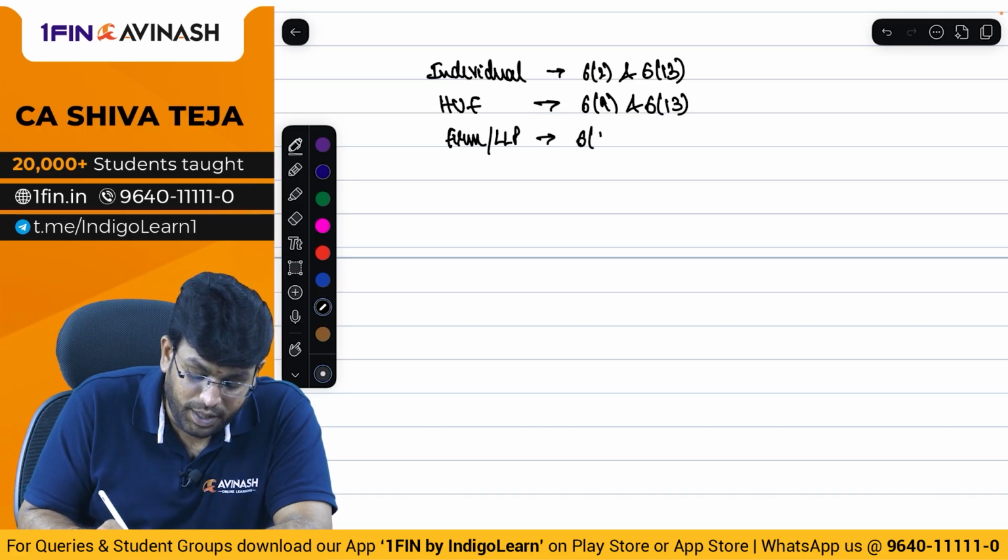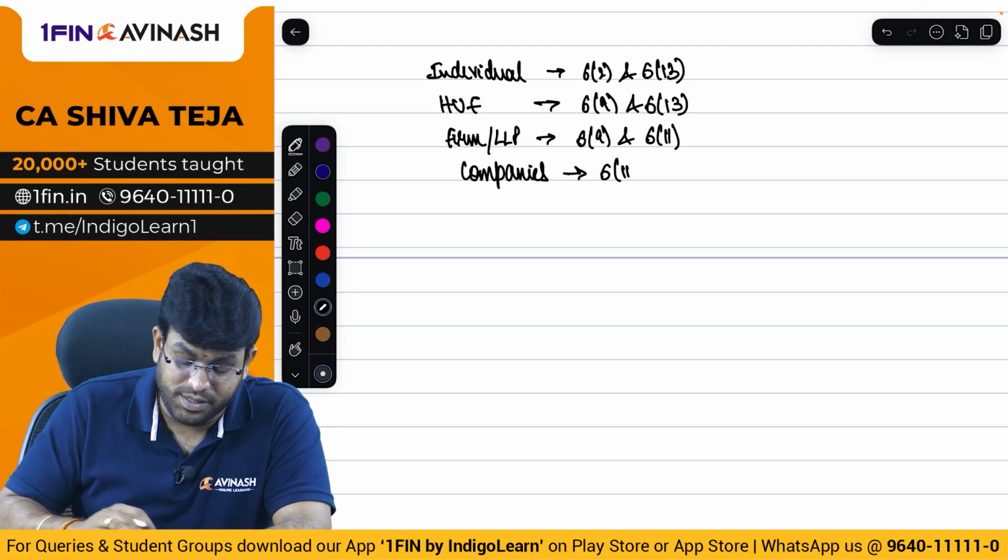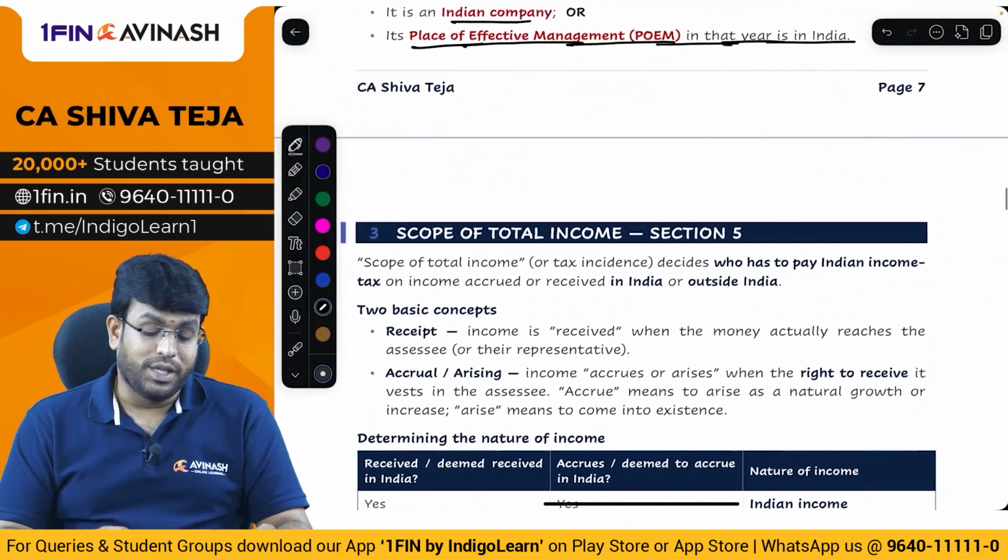Firm, LLP, it is 6.9 and 6.11. Companies is given by section 6.10. You can see that very clearly.